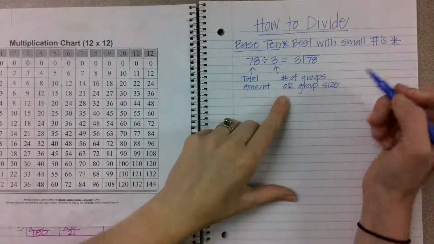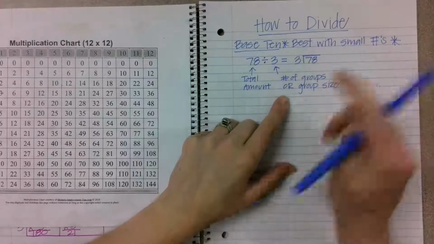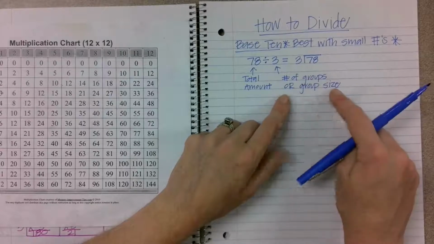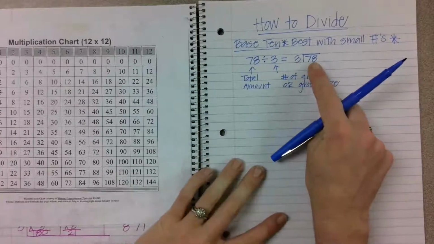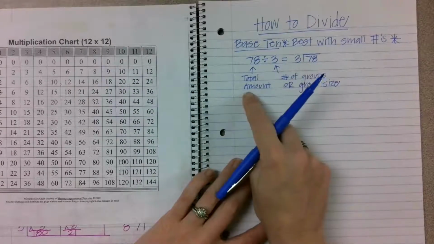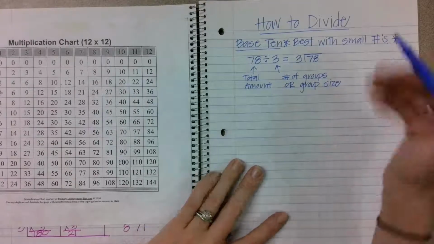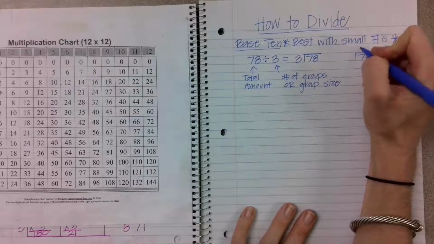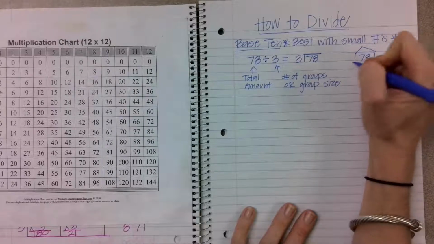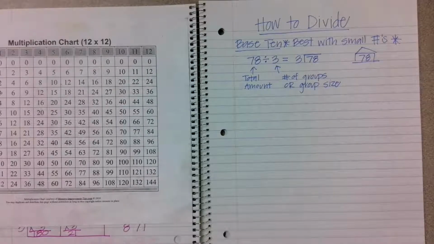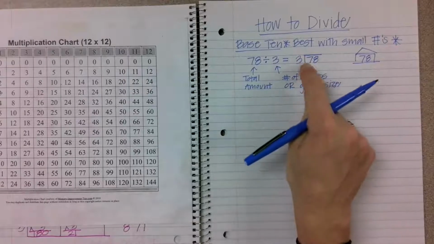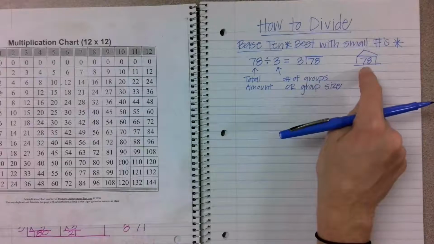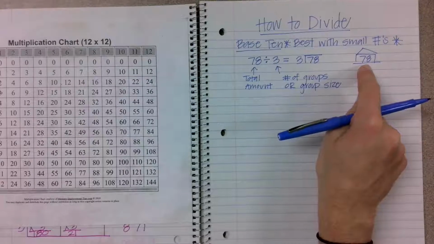Okay, so the way this looks here, once again, 3 represents the number of groups or the group size. 78 represents the total amount. Now, I like to think that 78 is in a little house. And what we're trying to say, you can see there's like half of the house here, is that 3 is trying to go into the house, okay?